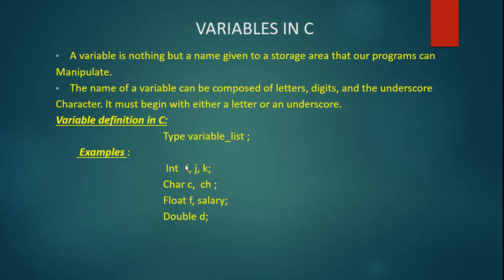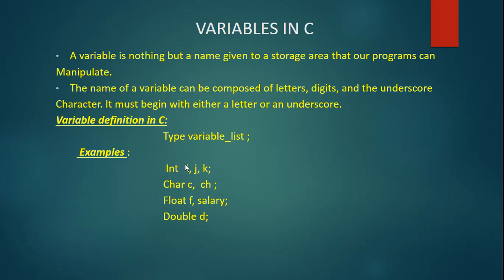Next, let us see the definition of a variable. How can a variable definition be written in the C programming language? Type space variable list. This is the definition of a variable in C language. Now I am explaining the variable definition with an example. Here I am declaring different data types: integer, character, float and double, with the help of the above syntax, type space variable list.